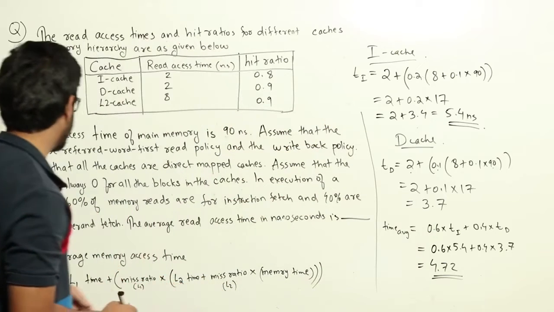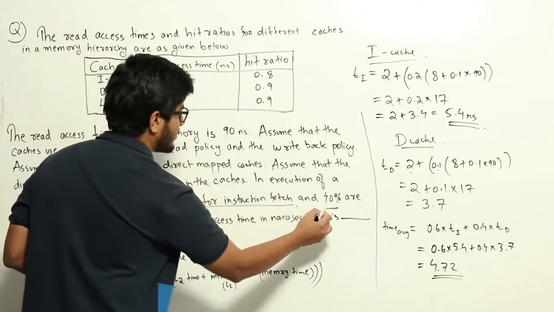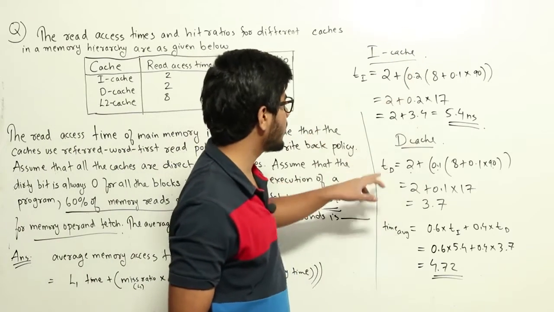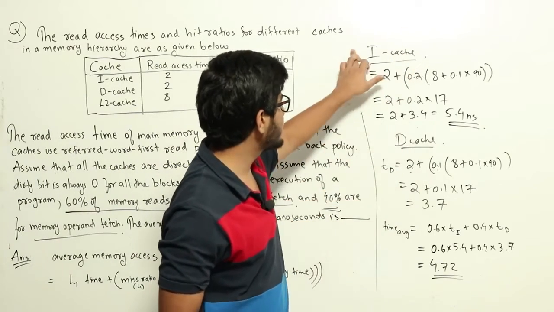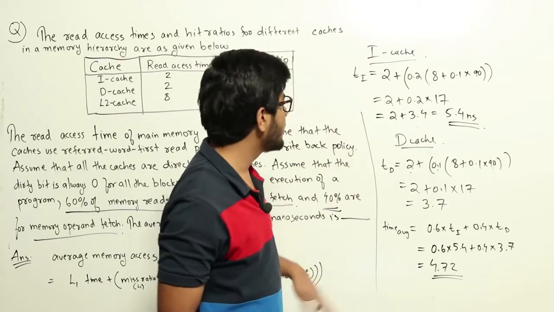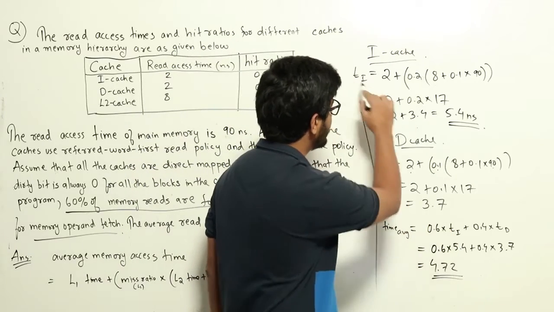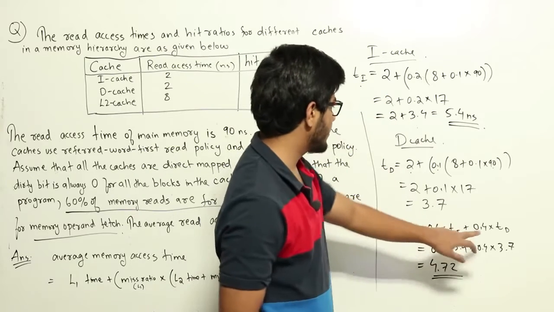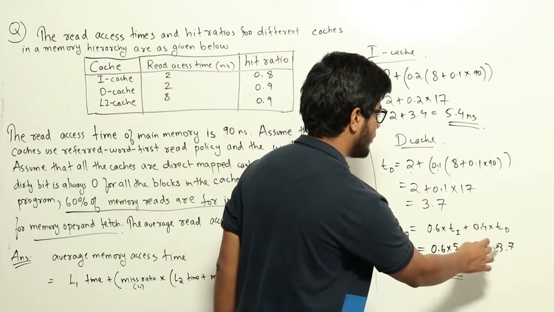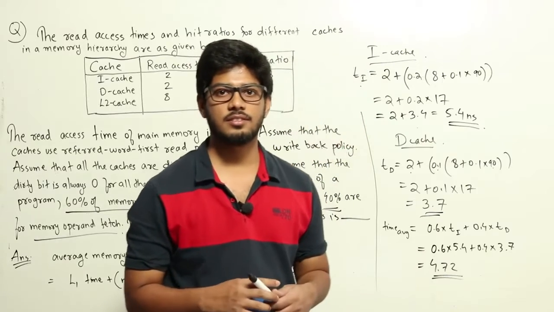In the question it's given that 60% of the memory reads are for instruction fetch and 40% are for memory operand fetch. So instruction fetch meaning I cache and memory operand fetch means D cache. So 60% of the accesses come to I cache and 40% come to D cache, meaning the average time would be 0.6 into access time for Ti plus 0.4 into Td, that is access time for D cache, that is 0.6 into 5.4 plus 0.4 into 3.7, that is 4.72. 4.72 is the answer.